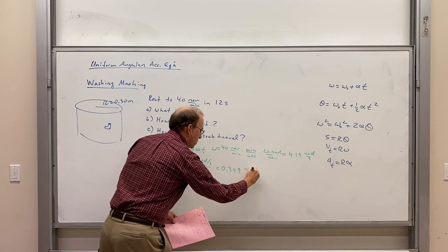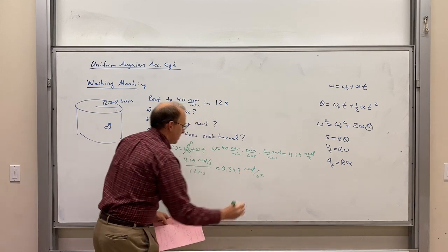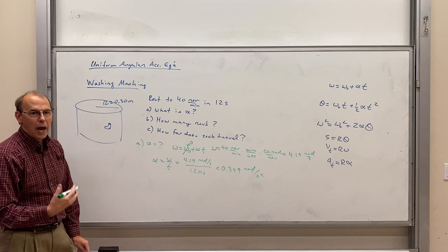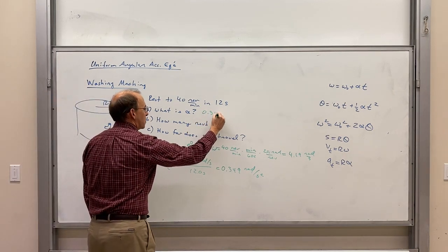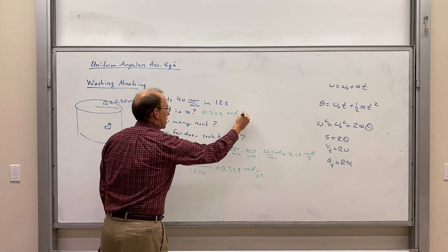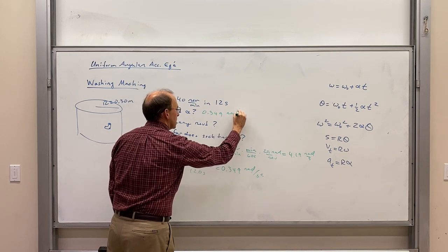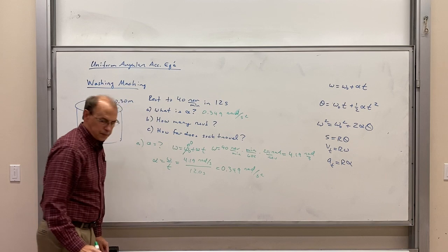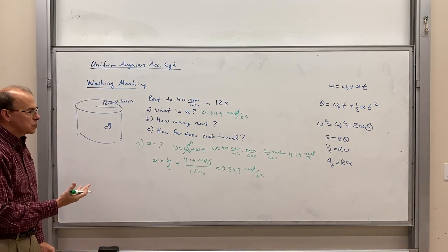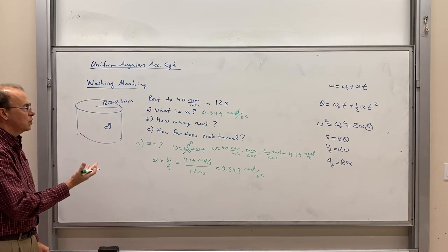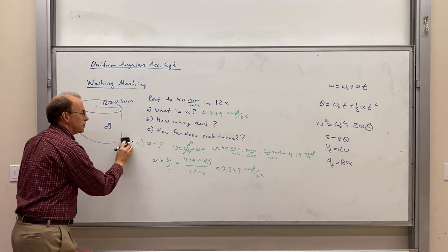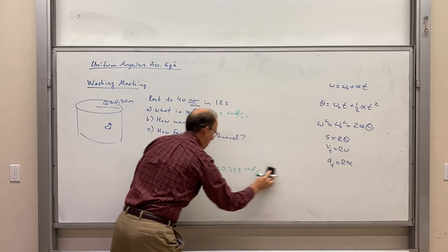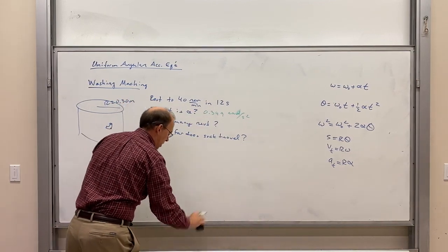0.349 radians per second squared. That's how rapidly it was speeding up. So this alpha is 0.349 radians per second squared. Notice I did have to use radians. I had to convert from the revolutions per minute to radians per second. There are ways around that, but it's just safest if you do it.